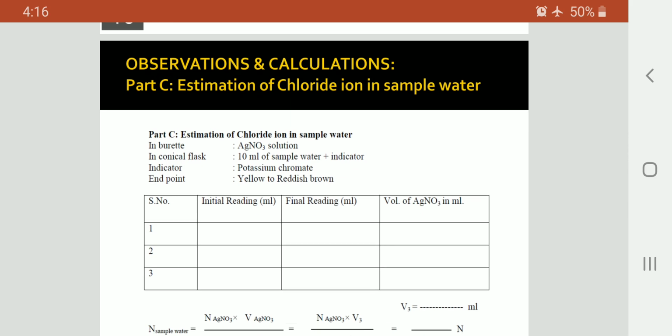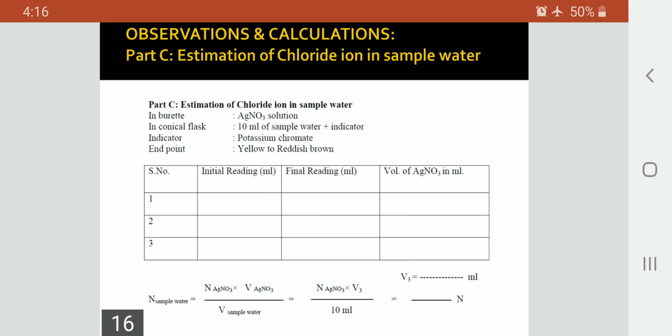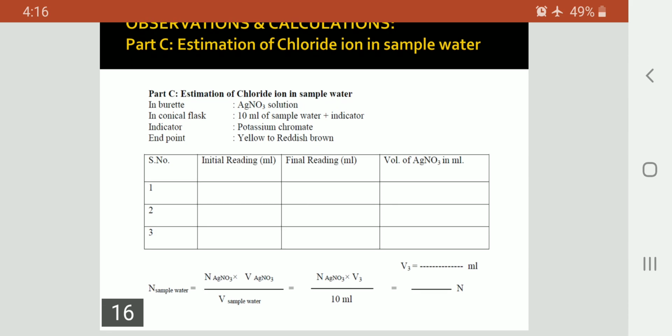Now the observation and calculation part. In the observation table you can write the initial reading, then the final reading. Subtract the values, final minus initial, and you are going to get the volume of AgNO3 in ml. As you have repeated the process for another 2 times, you have 3 readings. If you have a concordant value, take the concordant value. Otherwise, if all 3 are different, you can take the average.